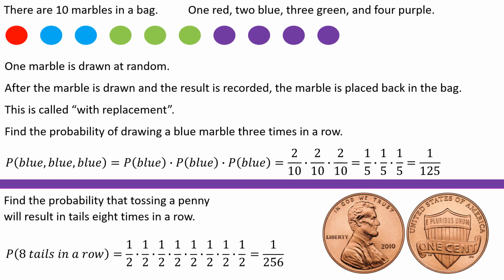I can either do 2 to the 8th power, or I could go 2 times 2 is 4, times 2 is 8, times 2 is 16, times 2 is 32, times 2 is 64, times 2 is 128, times 2, 256. And there's my answer, 1 out of 256.